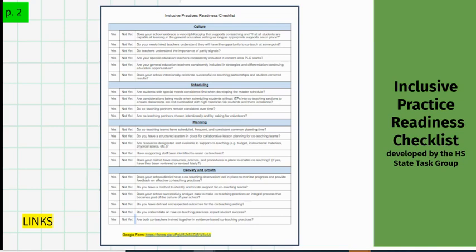On page 2, if we think about starting, how do we know if we're ready? The high school state task group actually developed this readiness checklist.